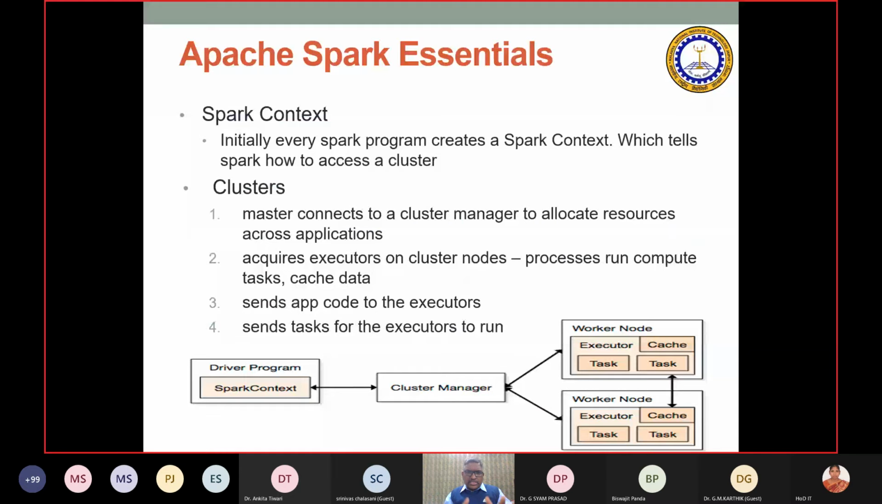So this is how the Spark context is set up. Every Spark program creates a Spark context, which tells Spark how to access a cluster. And in the cluster, the master node usually connects to a cluster manager. So there's a cluster manager to allocate resources, and it acquires executors on the cluster nodes. Executors are found on the cluster nodes, and you send the app code to the executors, and it sends tasks for the executors to run.